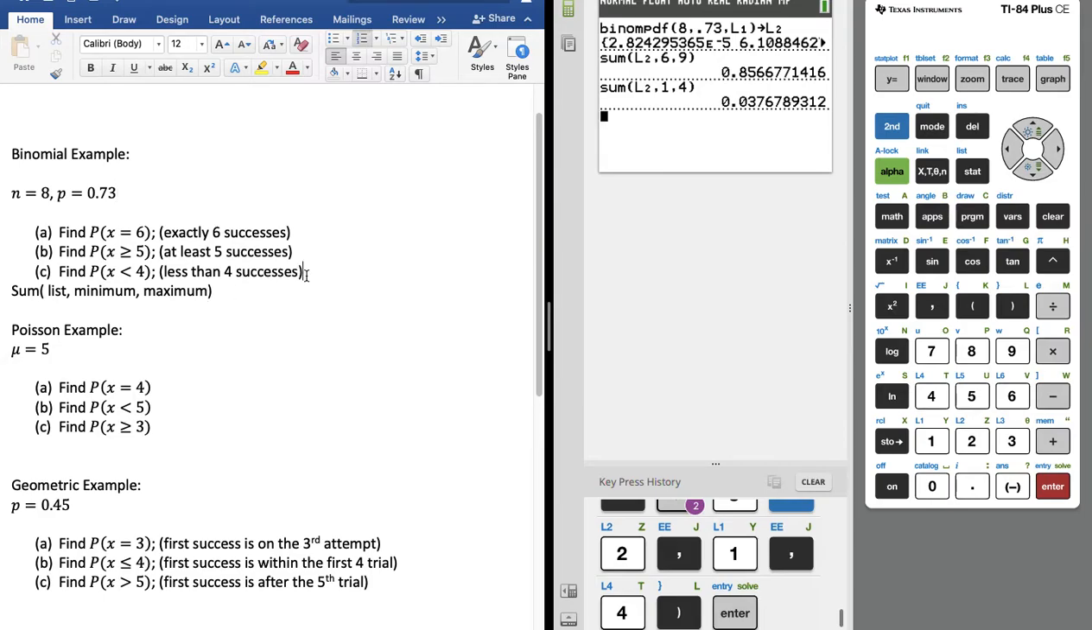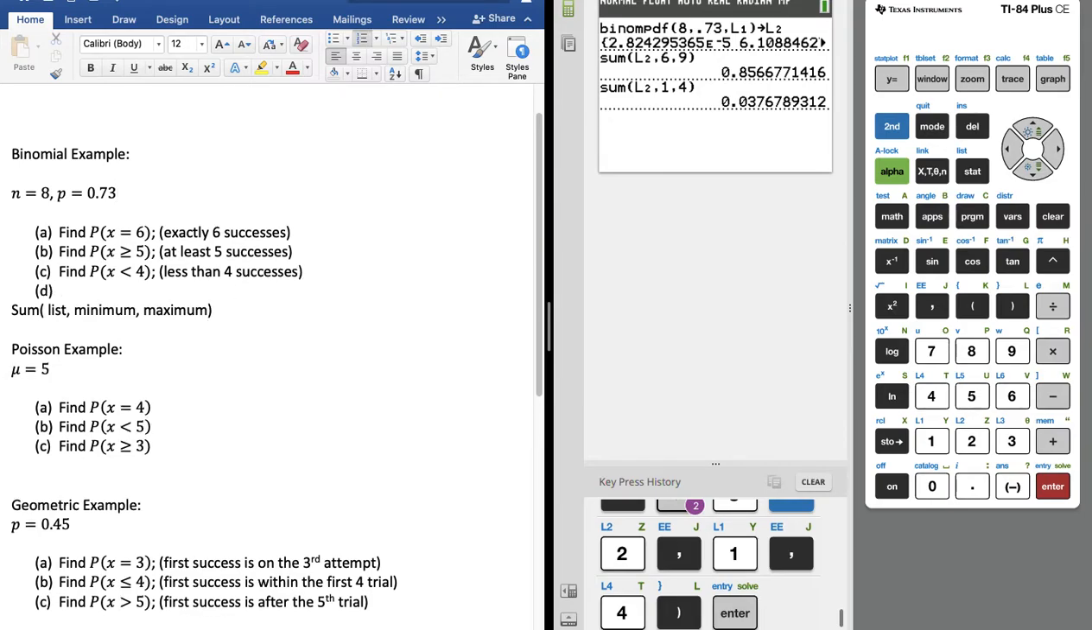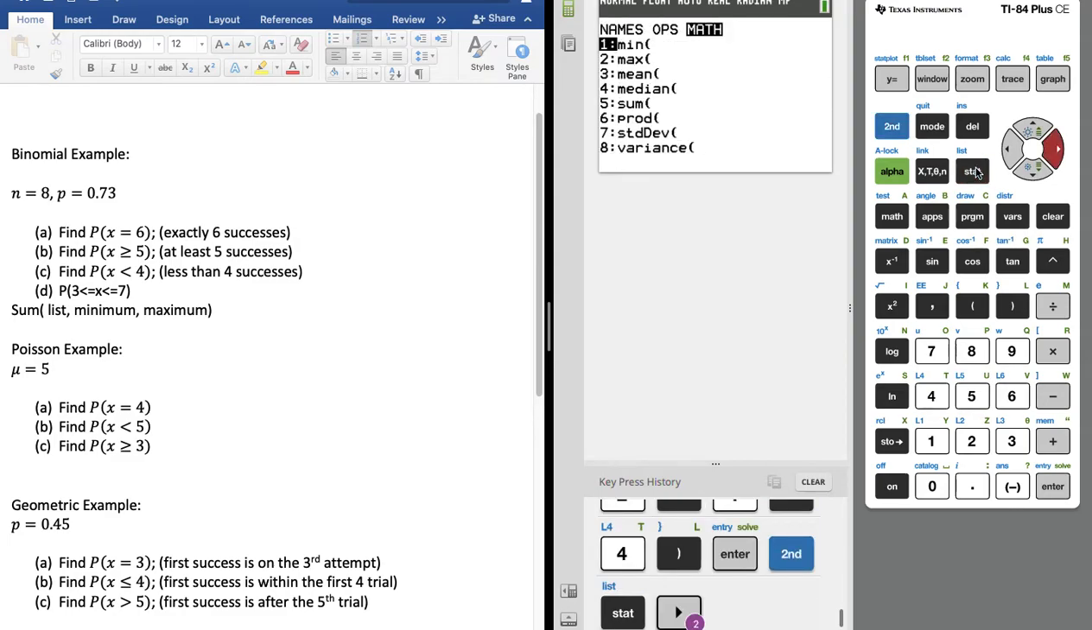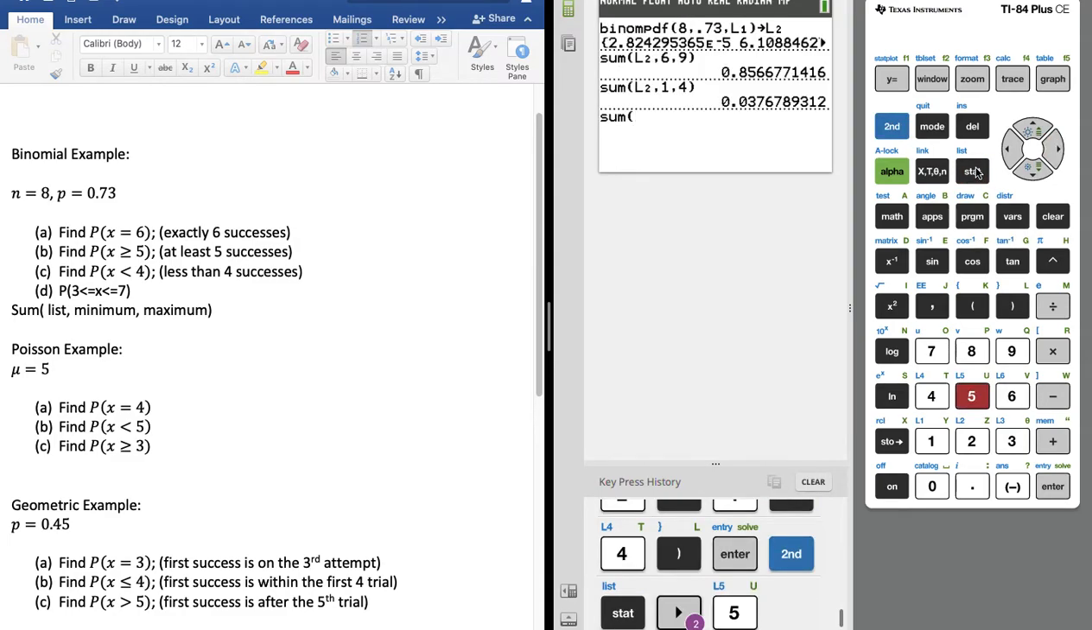Okay. Now, one other one that we can actually do is find the probability of maybe we're looking for something between, so let's say 3 less than or equal to x less than or equal to 7. So let's say that this is the probability we're looking for. Pretend like these are or equal to's. Okay. So the way we can do this is simply by going second, stat, over to math, down to sum.